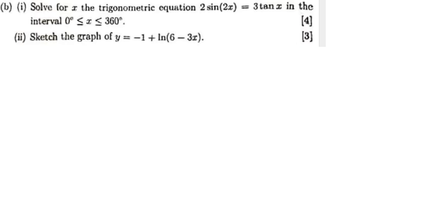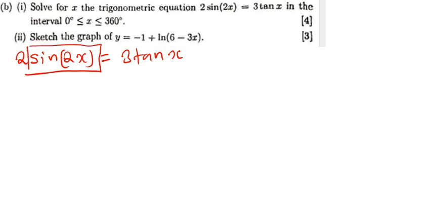We can solve such equations by doing this. I will write this: 2 sine 2x is equal to 3 tan x. One thing I want you to understand, guys, is simple and straightforward. I can't solve it the way it is. I need to replace it with a simple identity.